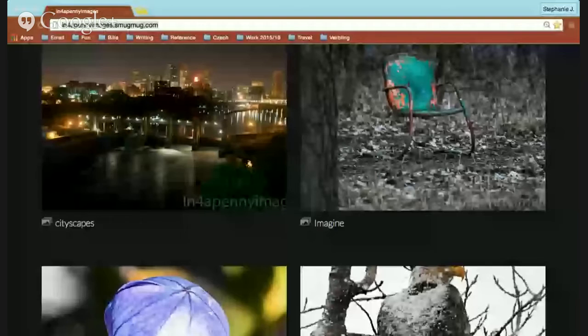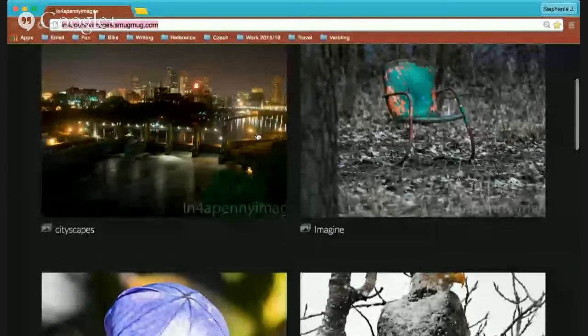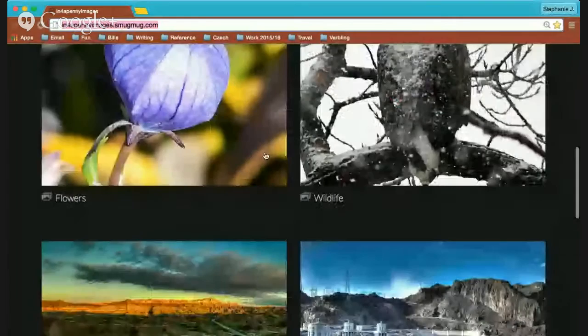All right. So the link to tonight's photographs is in the chat. This is a photographer called In for a Penny Images. He's an excellent photographer, my favorite, though he does specialize in landscapes and animal life. We'll try to do a variety of photos, though, so that you're using different kinds of language.